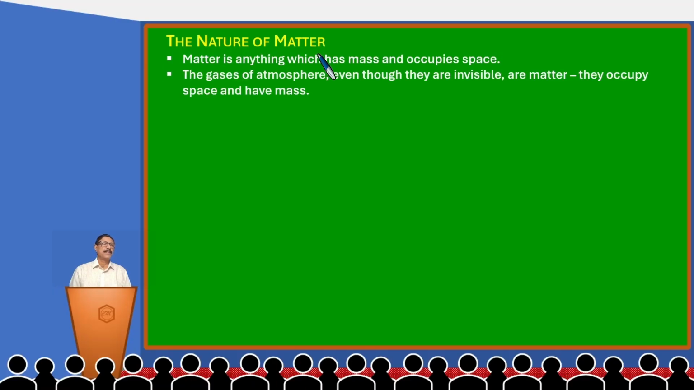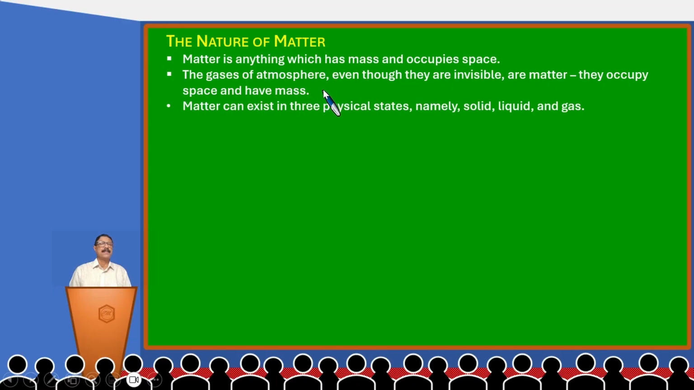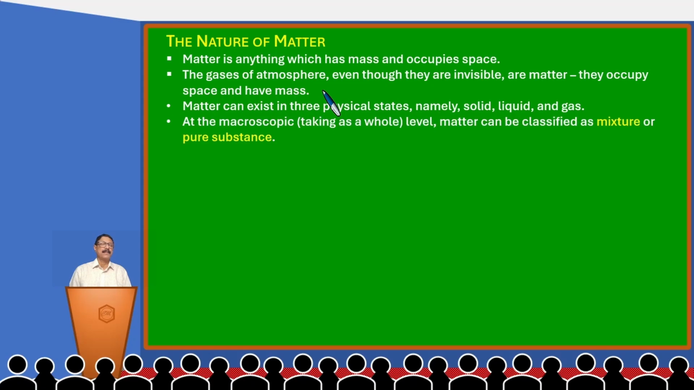The gases of the atmosphere, even though they are invisible, are matter. They occupy space and have mass. As you are aware, matter can exist in three physical states: solid, liquid, and gas. At the macroscopic level, that means taking it as a whole, matter can be classified as a mixture or pure substance.